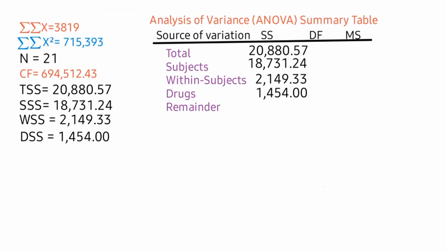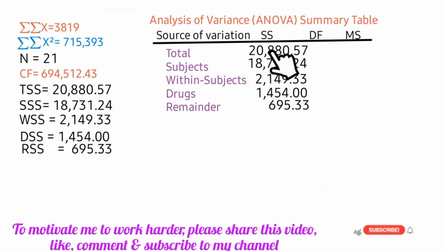Let's proceed to calculating remainder sum of squares. Remainder sum of squares will be this value minus this value, which gives the remainder sum of squares.